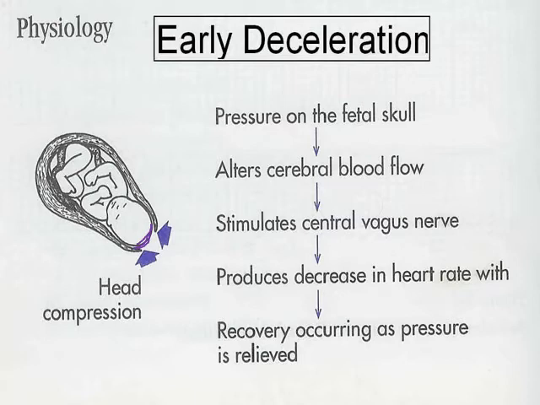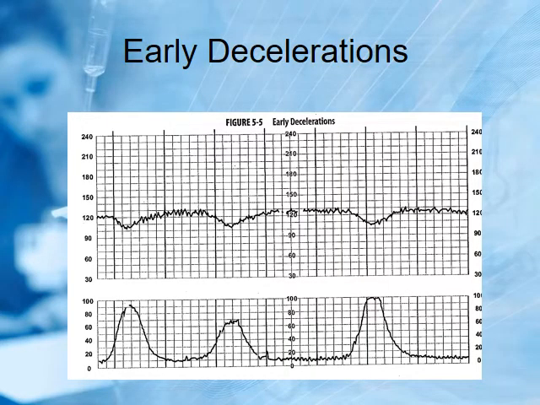The pressure, blood flow gets altered, stimulates the vagal nerve, decreases the heart rate, and recovery happens immediately. So this is a great picture of early decelerations. I'm really happy with this as a midwife and a labor and delivery nurse. But look here, you see this low point of the deceleration? That's called the nadir, N-A-D-I-R.